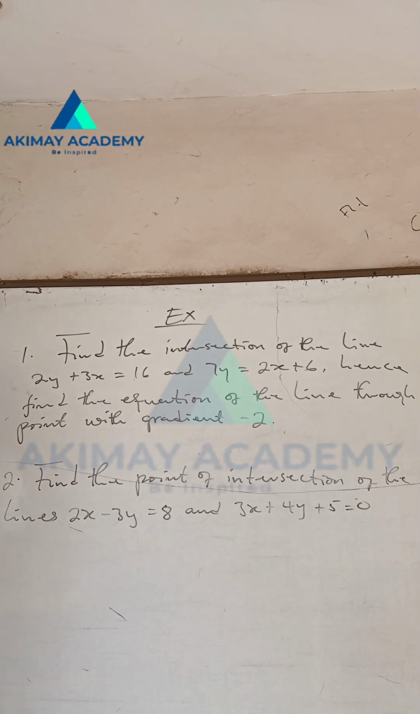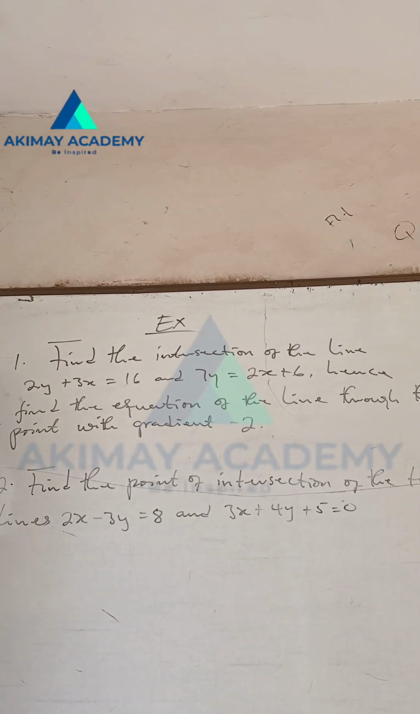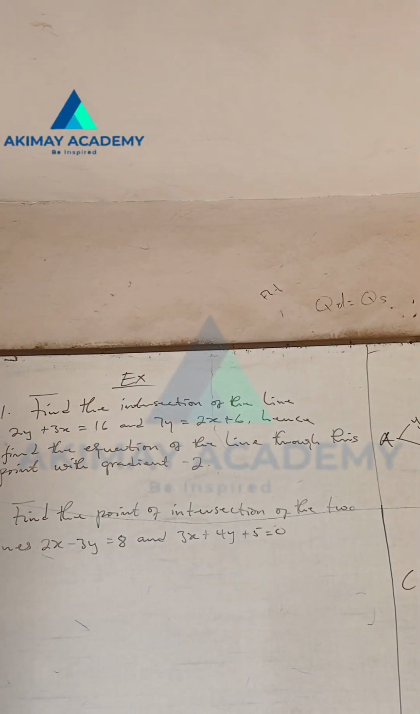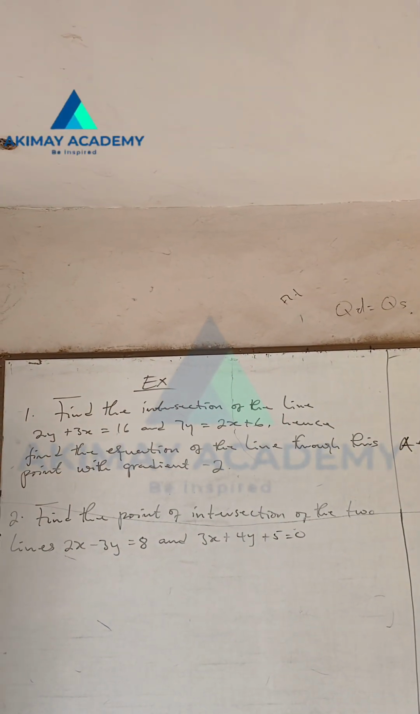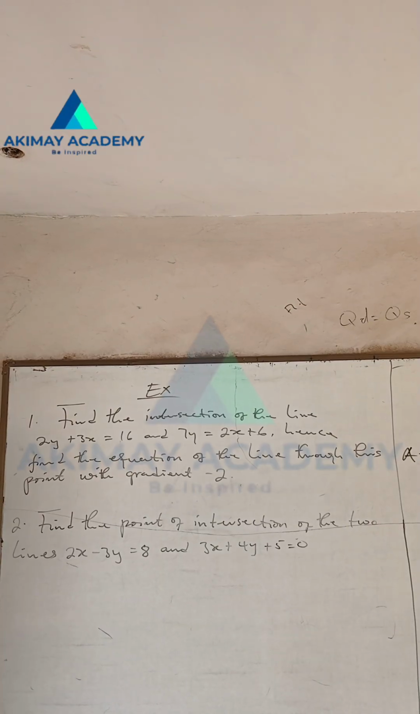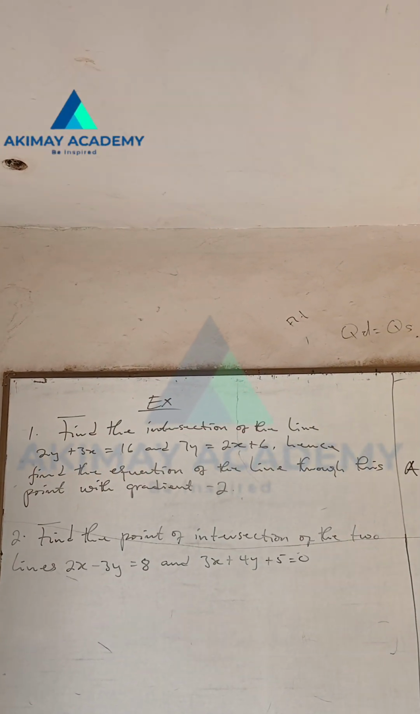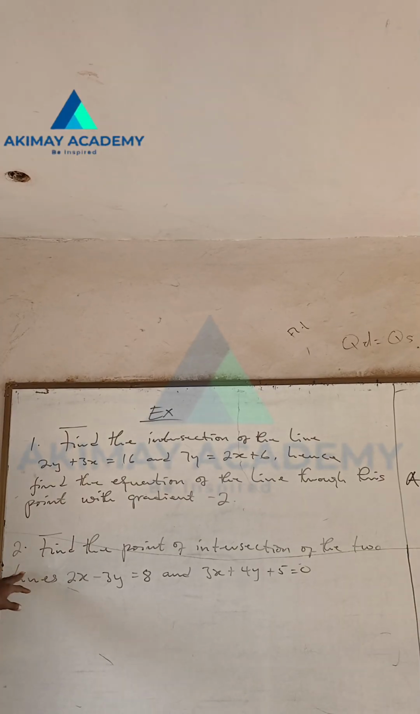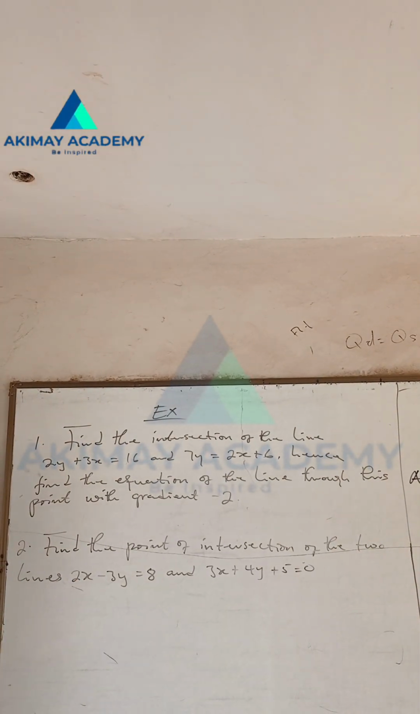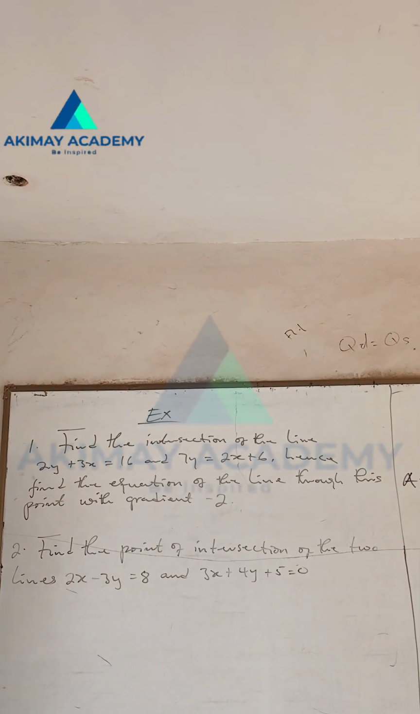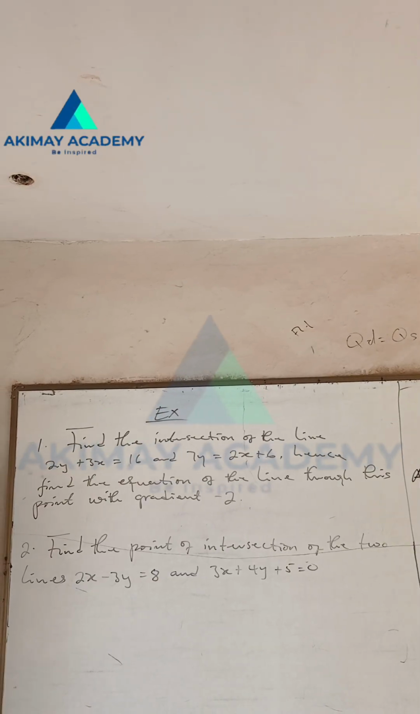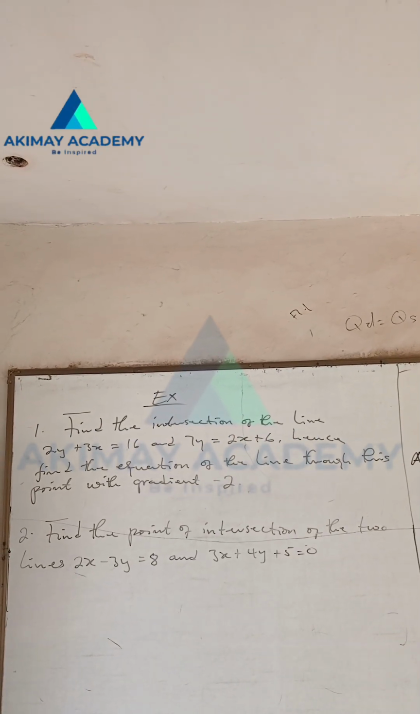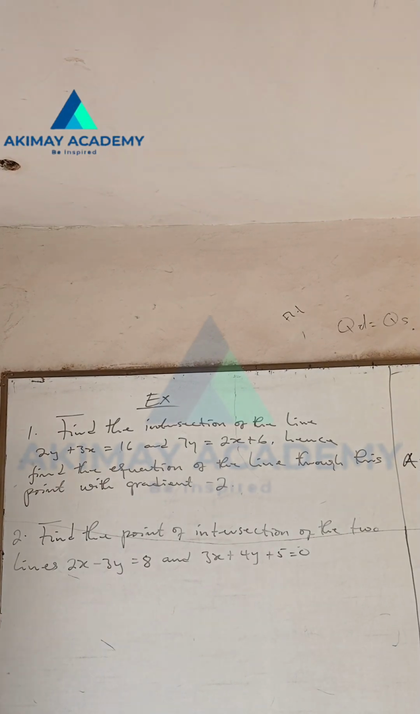I hope you remember that before we came here, we did the equation of a straight line, how to find the equation of a straight line when the point and the gradient are given. So you use the same approach to solve this particular problem. Then the second part: find the point of intersection of the lines 2x - 3y = 8 and 3x + 4y + 5 = 0. And I hope these questions won't be a problem.